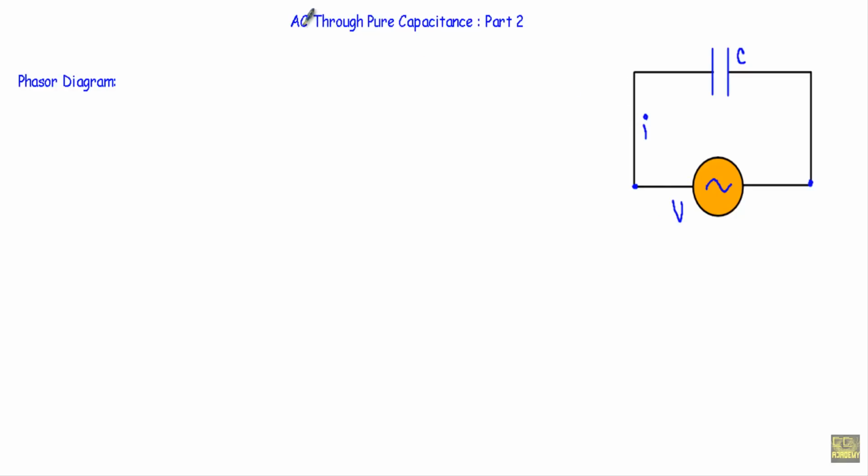This is the second part of the video, AC through pure capacitance. In this video, I will show you the phasor diagram when I apply an alternating voltage V equal to Vm sin omega t, or omega t plus 0 degree, in a pure capacitance. After that, I will calculate the instantaneous power, from which I will derive the equation of average power that will be absorbed by the pure capacitor.